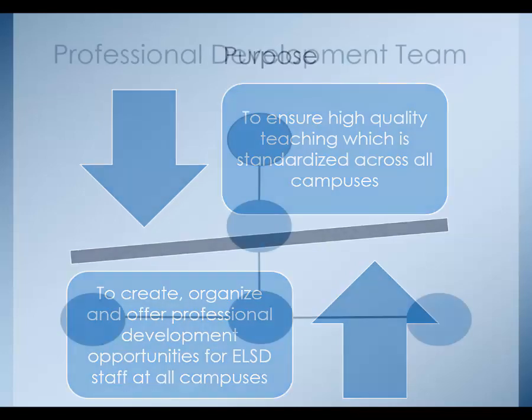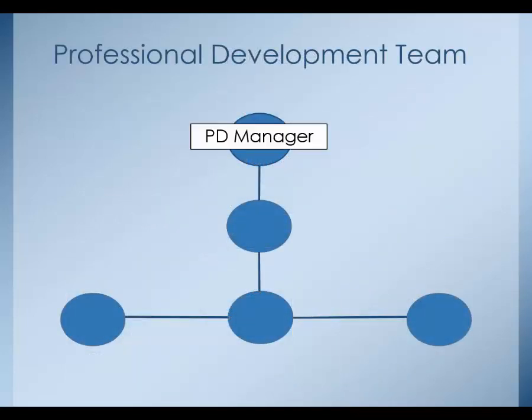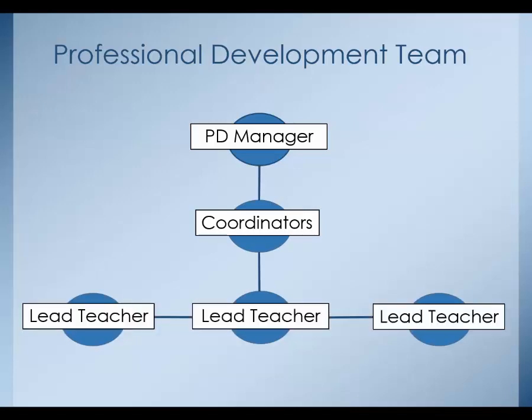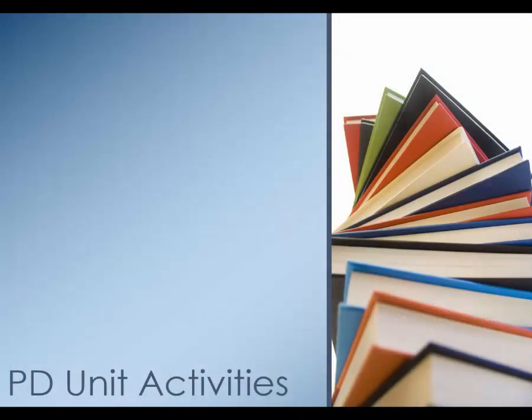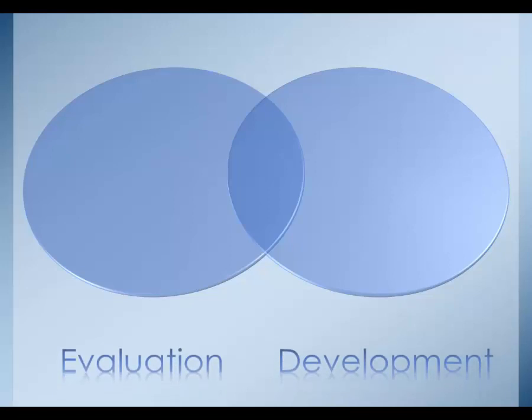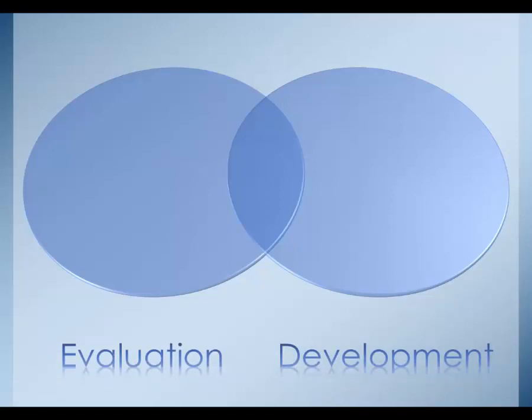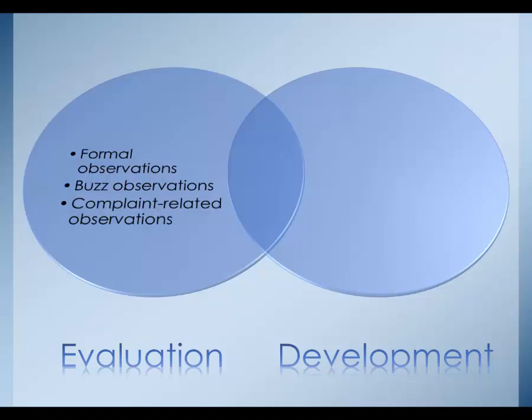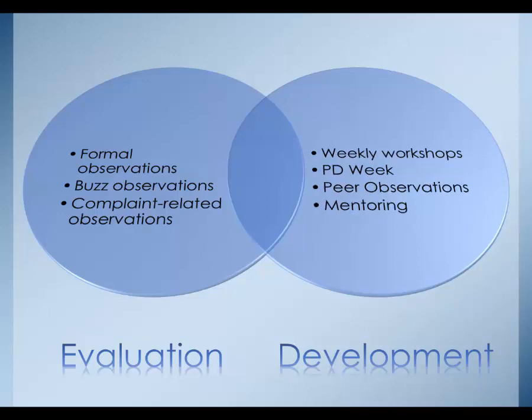Our unit is structured in the following way. A manager leads the unit from the male campus. Under him are a small group of coordinators based on each campus who are supported by teams of lead teachers. Now let's move on to discuss the PD unit activities. Our activities combine the two areas of evaluation and development. Starting with evaluation, we have formal observations, buzz observations, and complaint-related observations. Moving on to development, we have weekly workshops, PD week, peer observations, and mentoring.